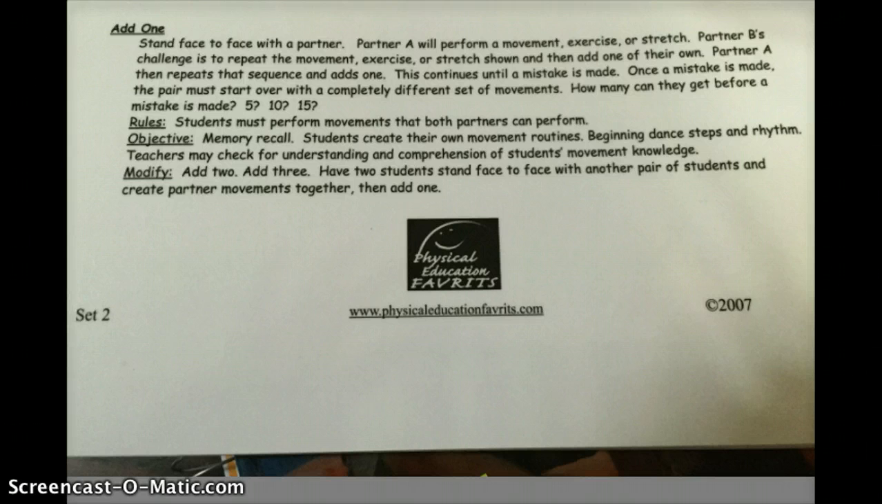So I hope you enjoy this activity and are able to possibly integrate it into your classroom to have dance be a more vibrant part of your lesson.